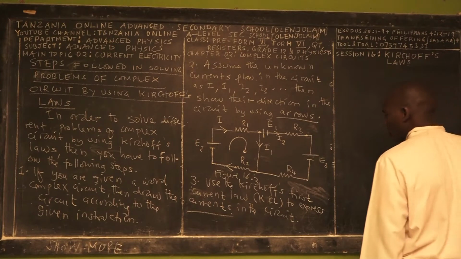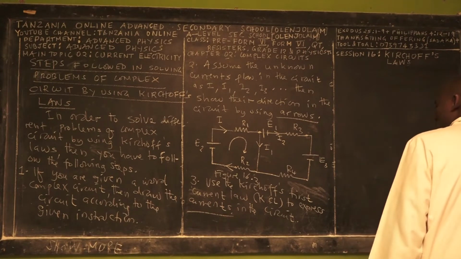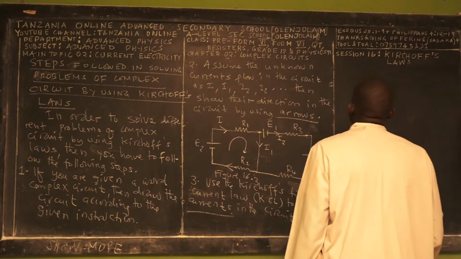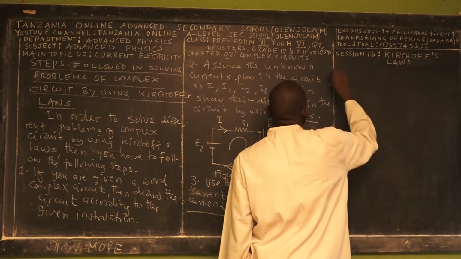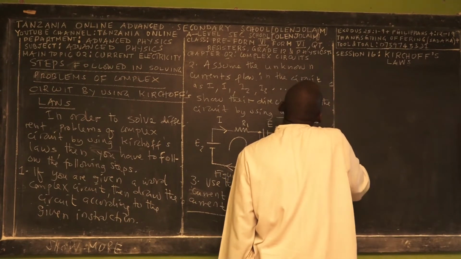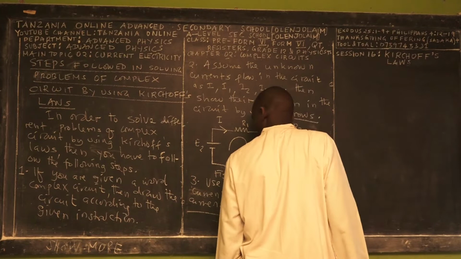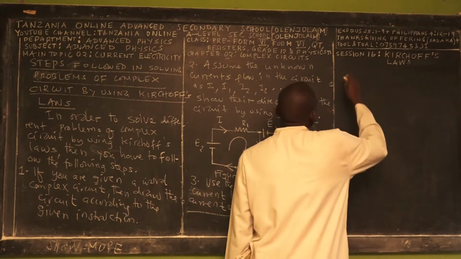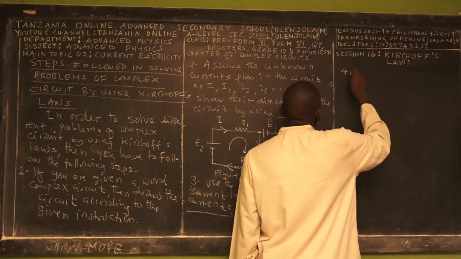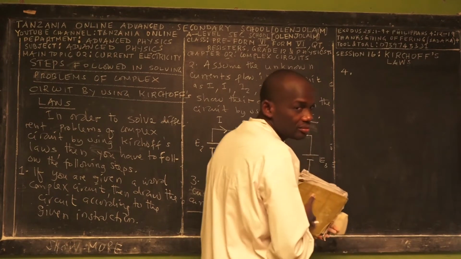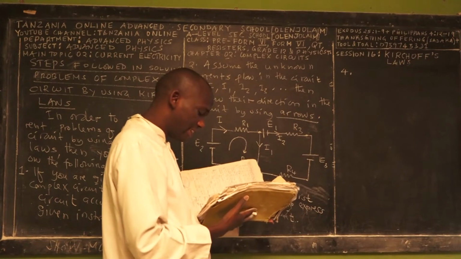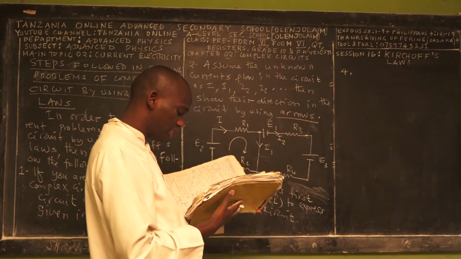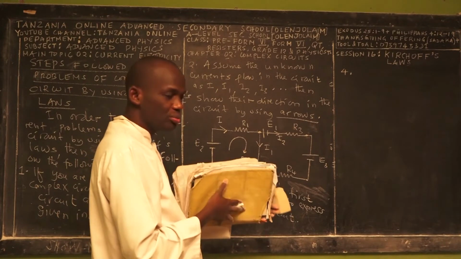So we have to use Kirchhoff's current law to express currents in the circuit. The first step: label the circuit using A, B, C, D, etc., to get the number of loops.